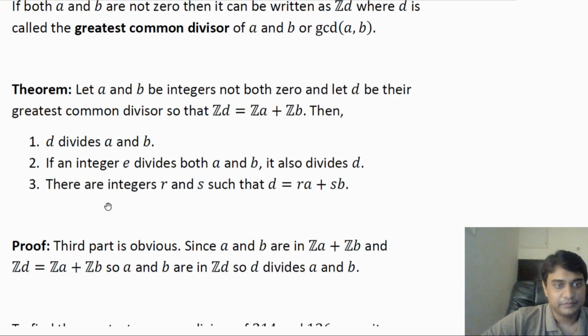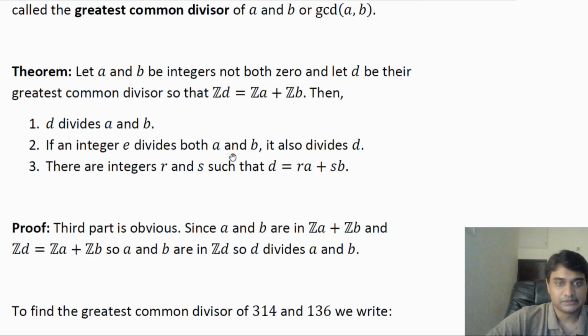And number 3, there are integers R and S such that D equals RA plus SB, which is quite an obvious property, because ZA plus ZB equals ZD. D is in ZD, so D is in ZA plus ZB. So D is in ZA plus ZB means that D can be written as RA plus SB. It is quite obvious. But why do I state it?